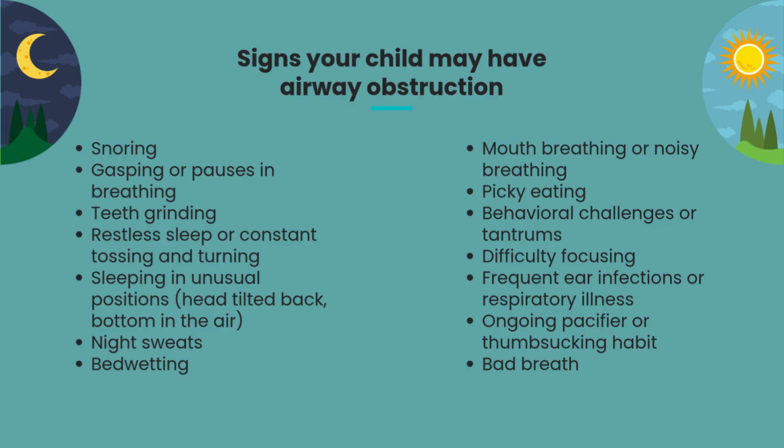These are some of the more common signs or signals that a child might have airway obstruction, and I've tried to divide them up a little bit by nighttime and daytime. We have things like snoring, gasping or pauses in breathing, tooth grinding, restless sleep, or constant tossing and turning. You might notice the sheets are bunched up frequently, or sleeping in unusual positions, which might include tilting the head back, or sometimes you see kids with their booty up in the air. Night sweats, and bedwetting past an age where we would expect that.